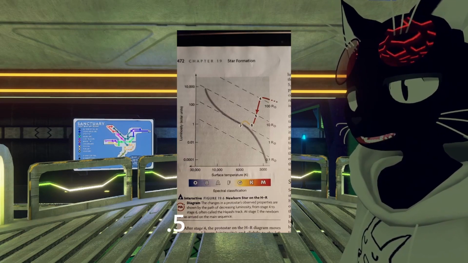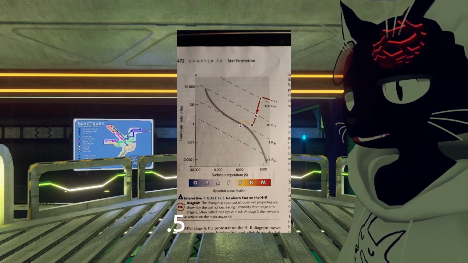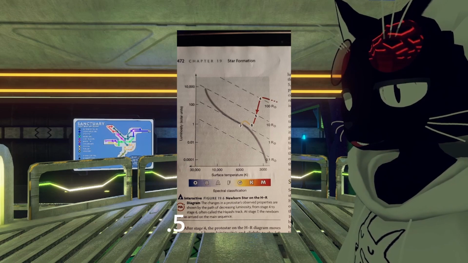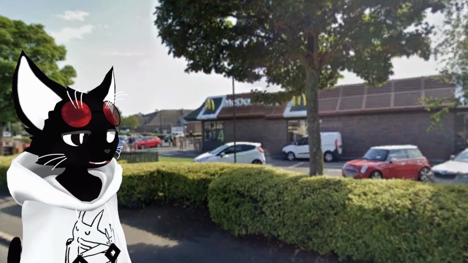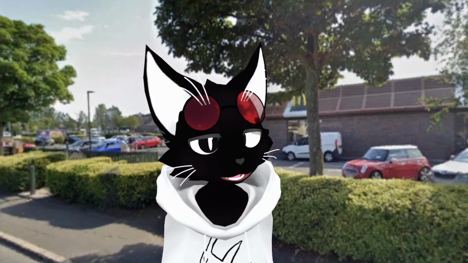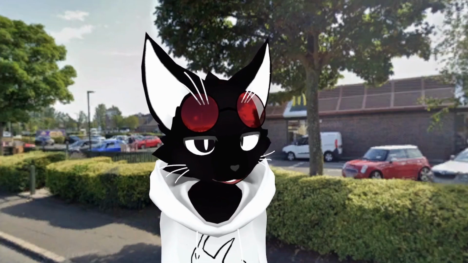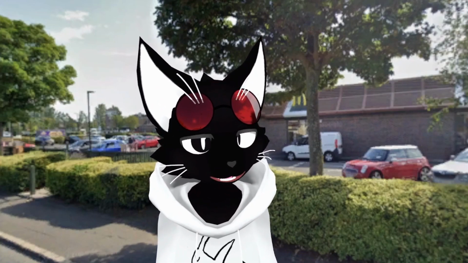The protostar then leaves the Kelvin-Helmholtz contraction phase and begins on the Hayashi track, in what is referred to as the T-Tauri phase. The protostar's luminosity has lessened and is now at about 10 times solar value. And although this is 14,069 times hotter than McDonald's coffee, it is still not hot enough for nuclear fusion to occur.